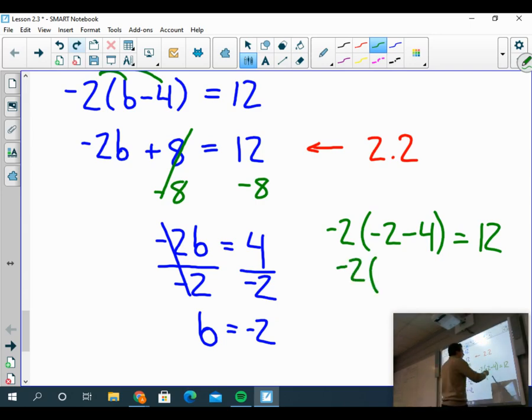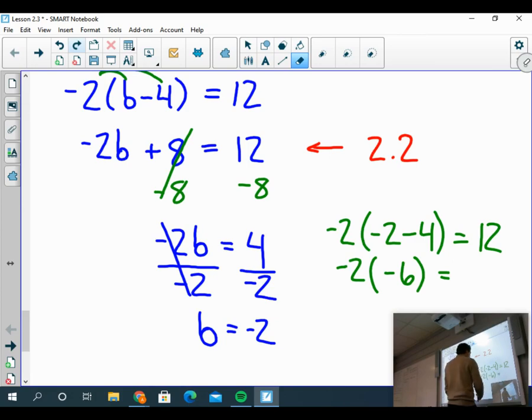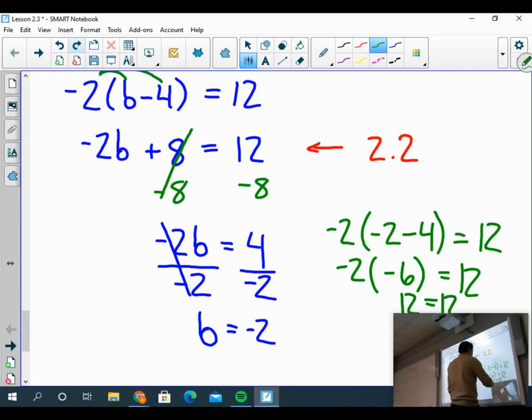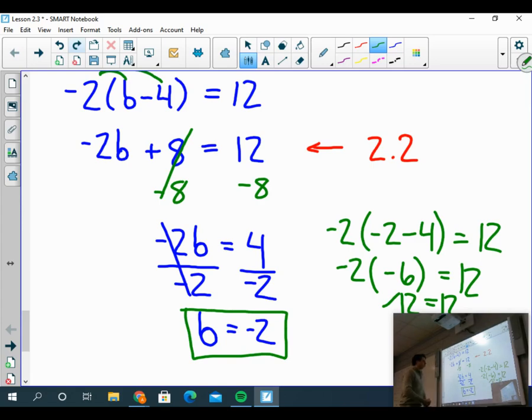Negative 2 minus 4 is negative 6. And then, of course, I have negative 2 times negative 6, which is 12. 12 equals 12 is a true mathematical statement. Therefore, b equals negative 2 is a solution for my equation. Okay, let's do one more example.